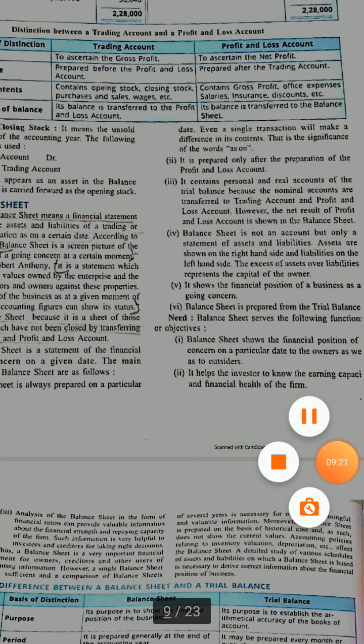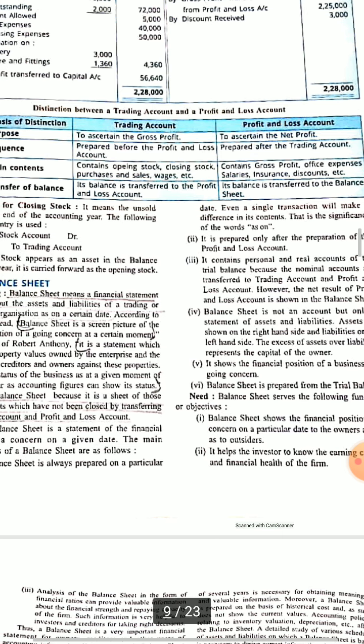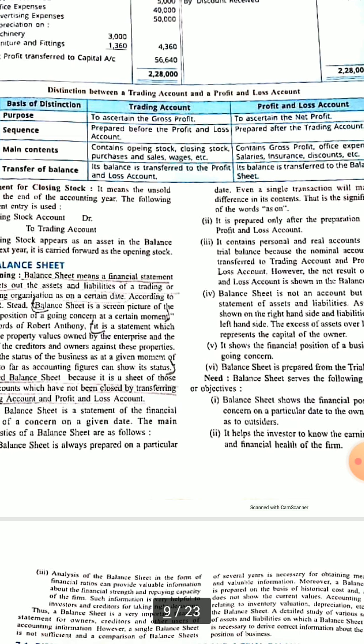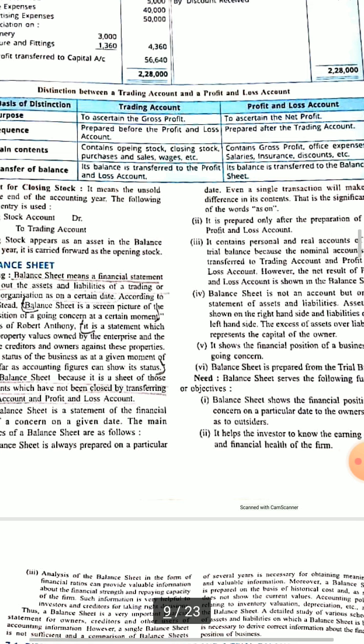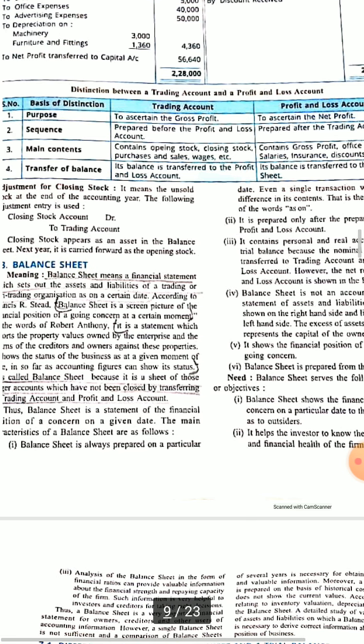Let's see what is the difference between trading and profit and loss account. Trading account is prepared to ascertain gross profit and profit and loss account is prepared to ascertain net profit. Trading account is prepared before PL account and PL account is prepared after trading account. The main contents of trading account include opening stock, closing stock, purchases, sales and direct expenses, and profit and loss account contains everything other than direct expenses. All indirect expenses and incomes are entered in the profit and loss account.